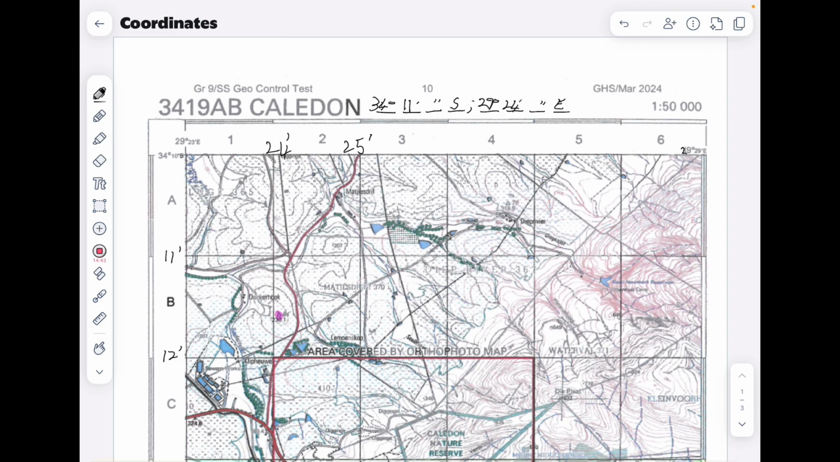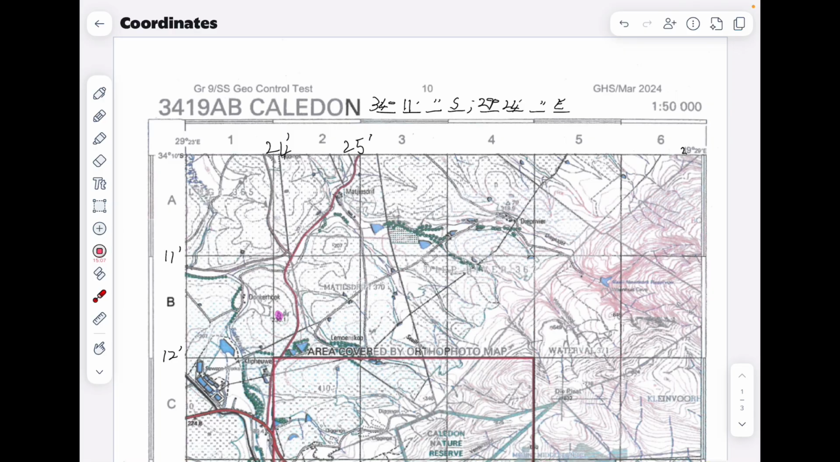Okay, so if you're in grade 8, or if in your school you only need to know up to degrees and minutes, this is where you stop. You've got your answer. We've got 34 degrees south, and then we've got 29 degrees 24 minutes east. Those are our answers: 34 degrees 11 minutes south and 29 degrees 24 minutes east.